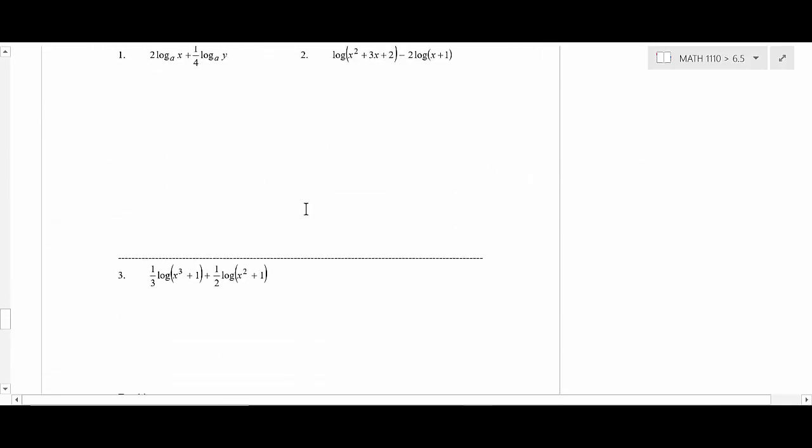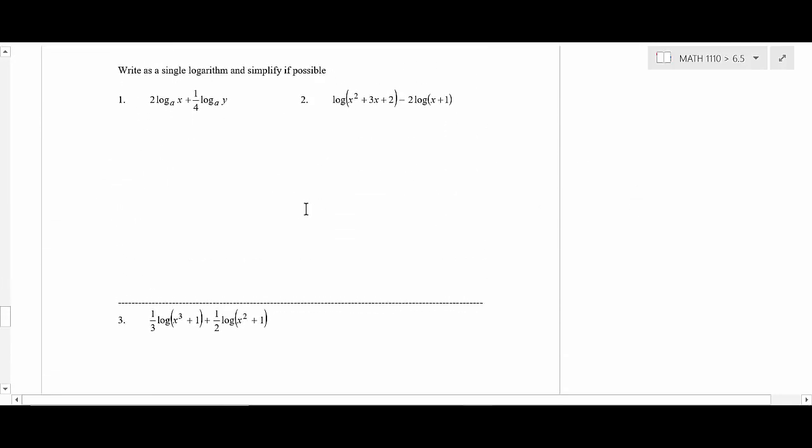We'll finish this up, then we'll start on our next section here. Okay, so what you've got to do on this, you're trying to write this as a single log and then try to simplify if that's possible. So the first thing is, what do you think you could do with the 2 that's in front of a log? I can move it somewhere. I can move it to the exponent, right? So I'm just kind of doing backwards what I did on the last problems.